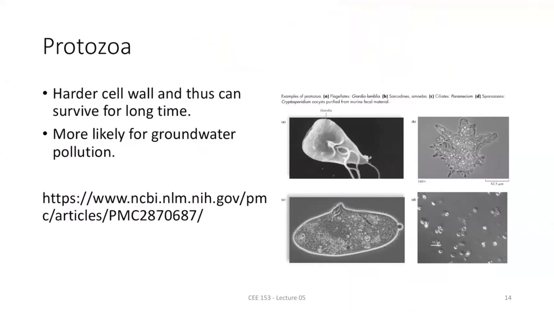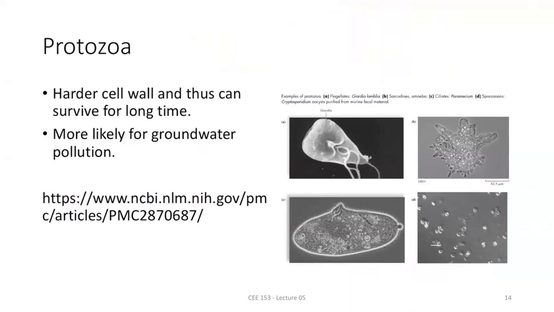Protozoa, compared to bacteria, are more complex. If you see the cell, it has a flagella, it has a nucleus, it has a wall that can survive in very extreme freezing conditions. So that's why it's deadly.